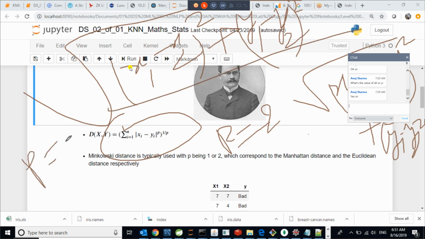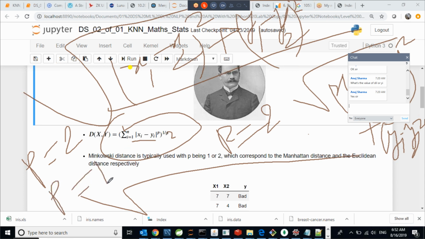Got it? How did it become this? If you put p equal to 2, then 1 by 2. What is the meaning of 1 by 2? It goes to root. What is the meaning of this mod? If this is x1, then y1, it will be raised to the power. If the power is 2, it will be (x1 minus y1) whole power 2 plus again summation (y1 minus y2) whole power 2. Same formula, let's see what the value is if p equal to 1.